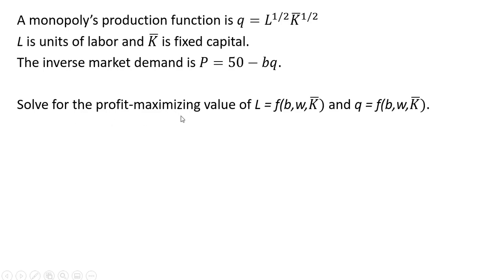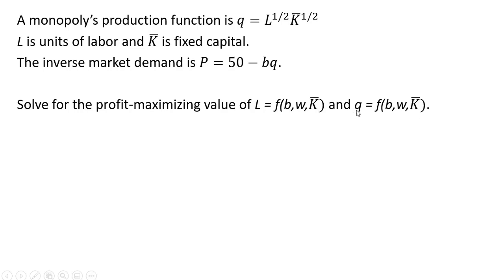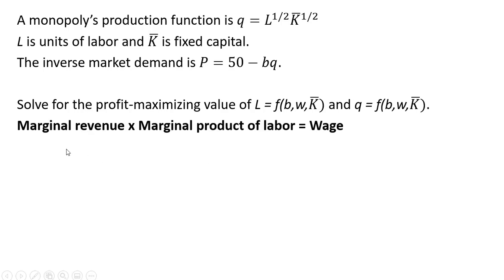We want to solve for the profit maximizing level of labor as a function of B, W, and this fixed level of capital. And we also want to find the profit maximizing level of output as a function of B, W, and K bar, where W is the wage. So we can solve this by setting the marginal revenue multiplied by the marginal product of labor equal to the wage. This will be the condition that ensures a profit maximizing level of labor is hired.